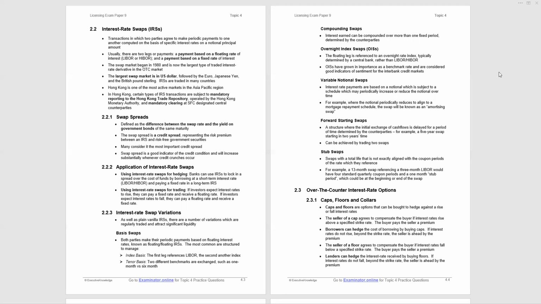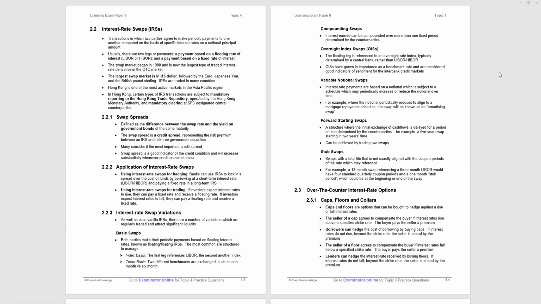Now, there are different variations on the basic concept of an interest rate swap, and we've listed them here on pages 4.3 and 4.4. We've got basis swaps, compounding swaps, overnight index swaps, variable notional swaps, forward starting swaps, and stub swaps. And we've given you details of each of the different variations. I wouldn't be too concerned at knowing these in detail. They're not regularly examined.